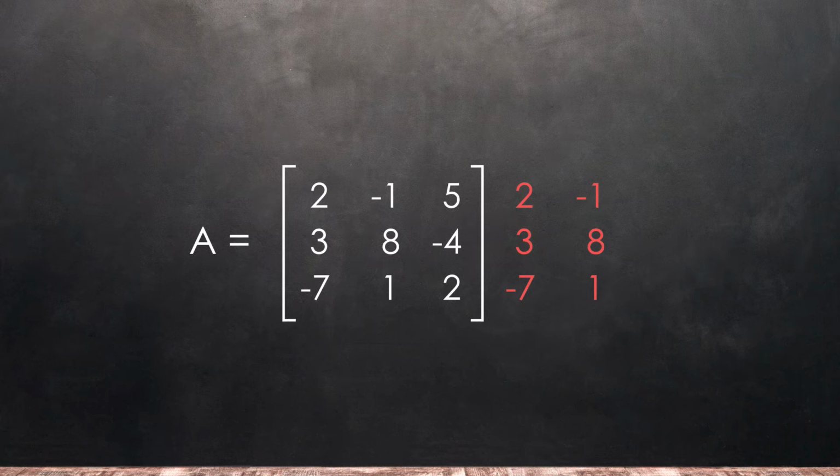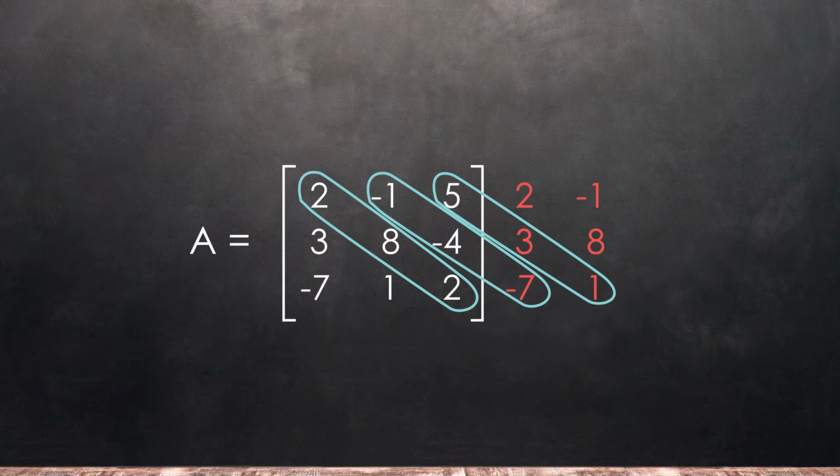Now we look at the 3 full diagonals from the top left to the bottom right. And for each of these diagonals, multiply the entries, starting with the rightmost diagonal. We get 5 times 3 times 1 is 15. From the middle diagonal, we get -28. And from the leftmost diagonal, we get 32.